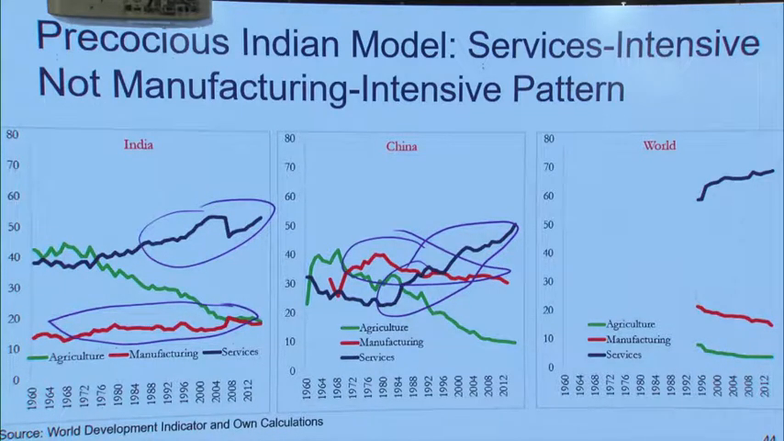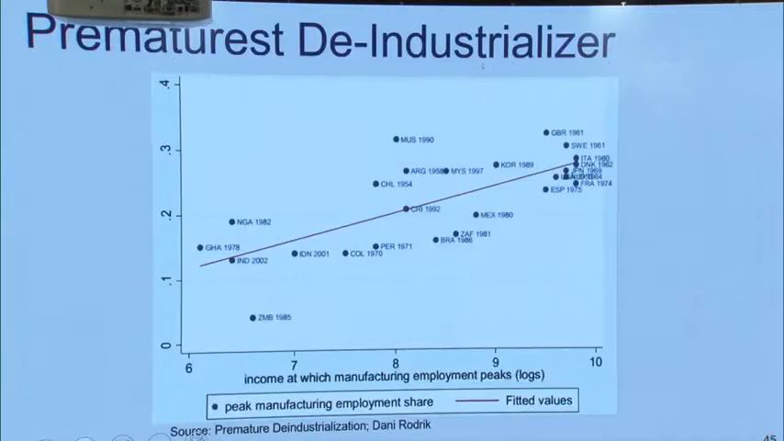So point number one, in terms of why precocious: normally, and I'm going to show this to you later more systematically, over the course of development, say for these advanced countries, agriculture declines, manufacturing picks up and then peaks, and services pick up only late in the development process. But in the case of India, manufacturing has never really picked up, and services picked up. So it's a services-intensive, not a manufacturing-intensive pattern of development, a sequencing very different from what other countries have done.